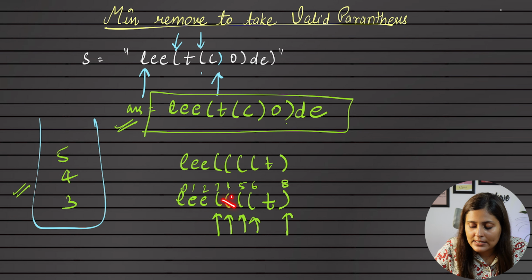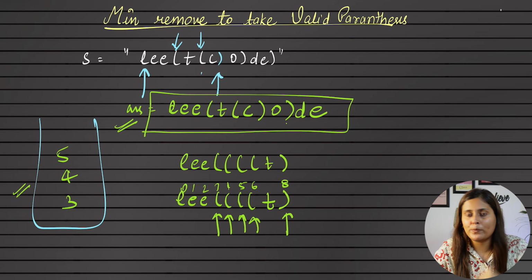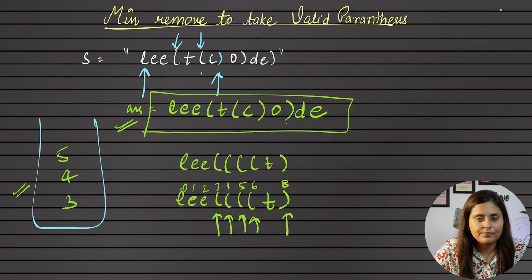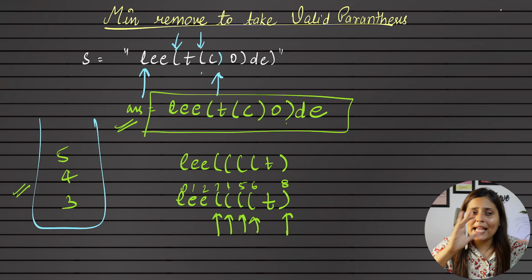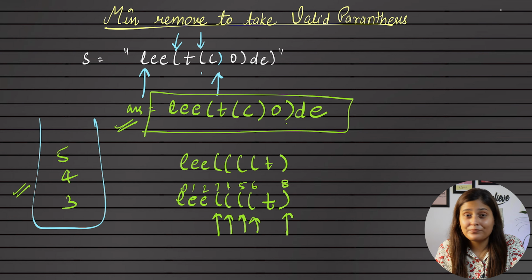If you remove this, is it valid? No. If you remove this, no. If you remove this, no. Next, let's try to remove two brackets. Remove this, no. Remove the second one, third one, no. Third one, fourth one, no. Are you getting my point? Fourth one, fifth one, yes. So you have to try all possible combinations.